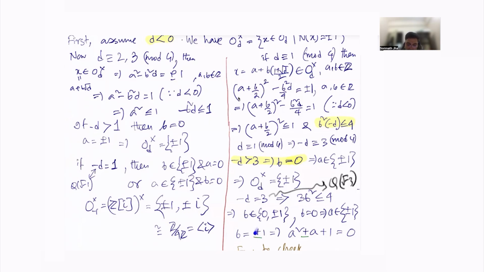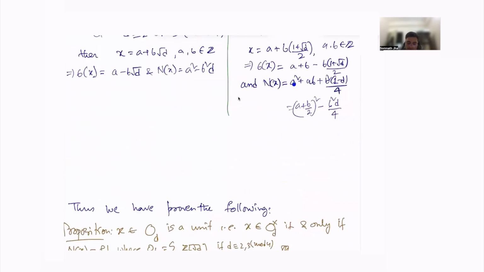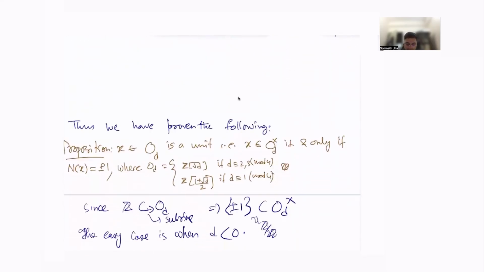If b can be plus 1 or minus 1, then what is the equation? The norm equation here, you look at this norm x, a square plus ab, and you have put minus d equal to 3. So this is a square plus ab plus b square, times 1 minus d by 4. And what is minus d? Minus d is 3, so it's 3 plus 1, 4 by 4. So this is 1. So a square plus ab plus b square, and b square is 1, so this is a square plus ab plus 1. And b can be plus 1 or minus 1. So either it's a square plus a plus 1 or a square minus a plus 1, right?